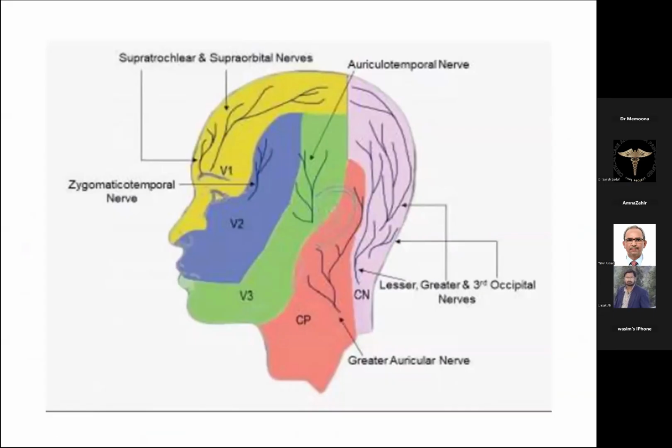As you can see here, the majority of the anterior part of the scalp is supplied by the supraorbital nerve along with the supratrochlear nerve. And up to the vertex, this whole area is blocked if we are able to block the supraorbital and supratrochlear nerves. Then the lateral part of the scalp is supplied by the zygomaticotemporal and auriculotemporal nerves, and a small area of the scalp may be supplied by the great auricular nerve, and the posterior part up to the vertex. This whole area is supplied by the lesser and greater occipital nerves, as already described by Dr. Umar.